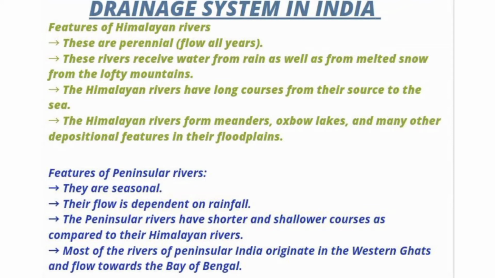Features of peninsular rivers: they are seasonal. They flow dependent on rainfall. The peninsular rivers have shorter and shallow courses as compared to Himalayan rivers. Most of the rivers of peninsular India originate in the Western Ghats and flow towards the Bay of Bengal.